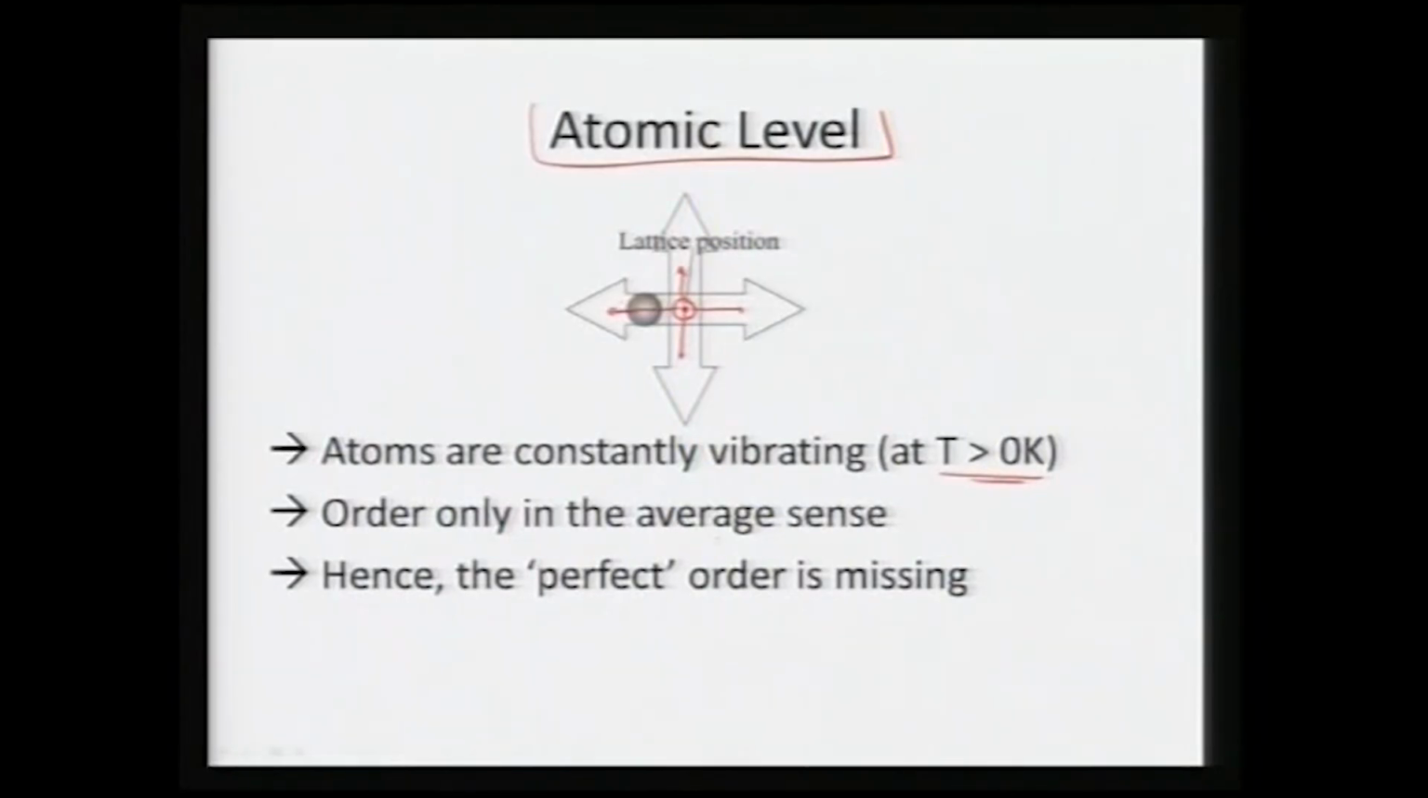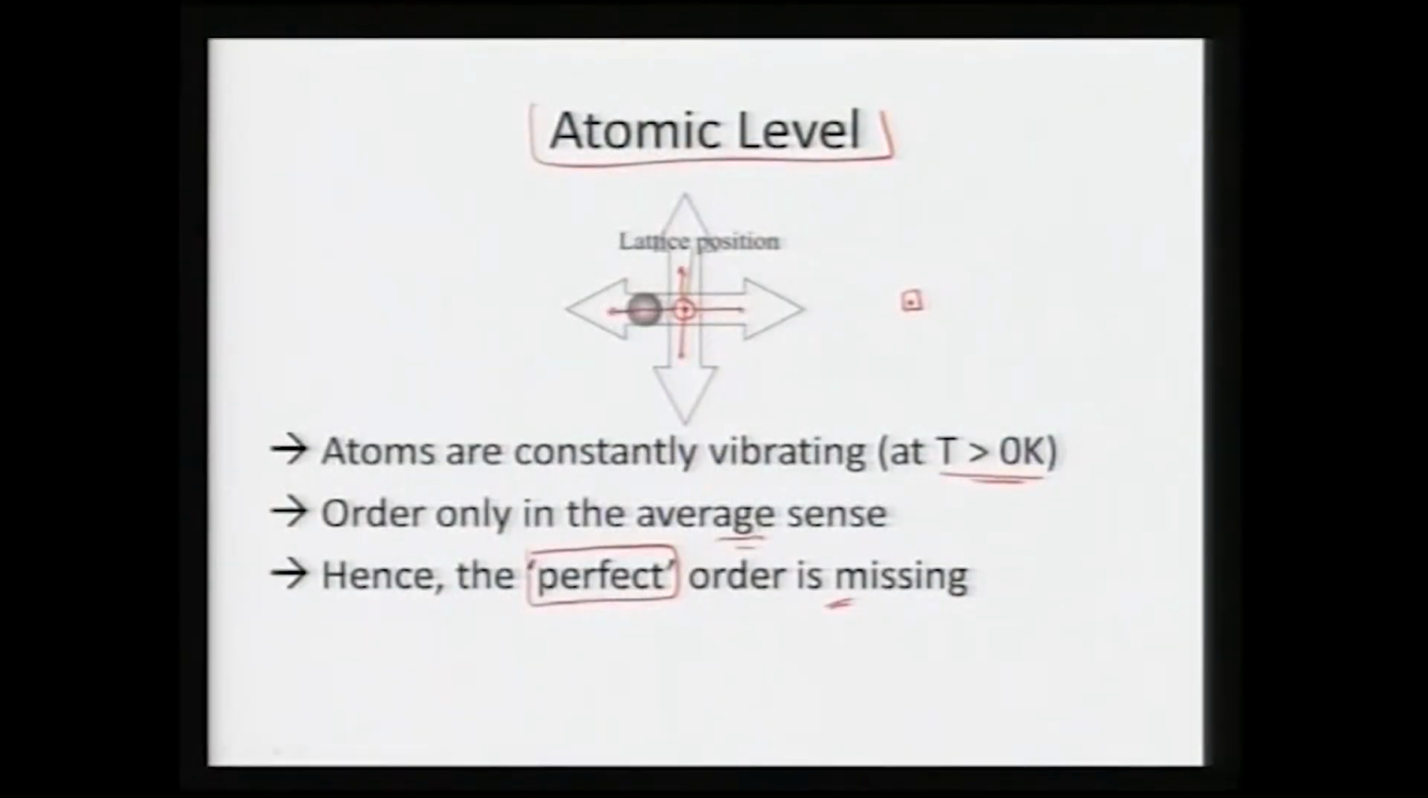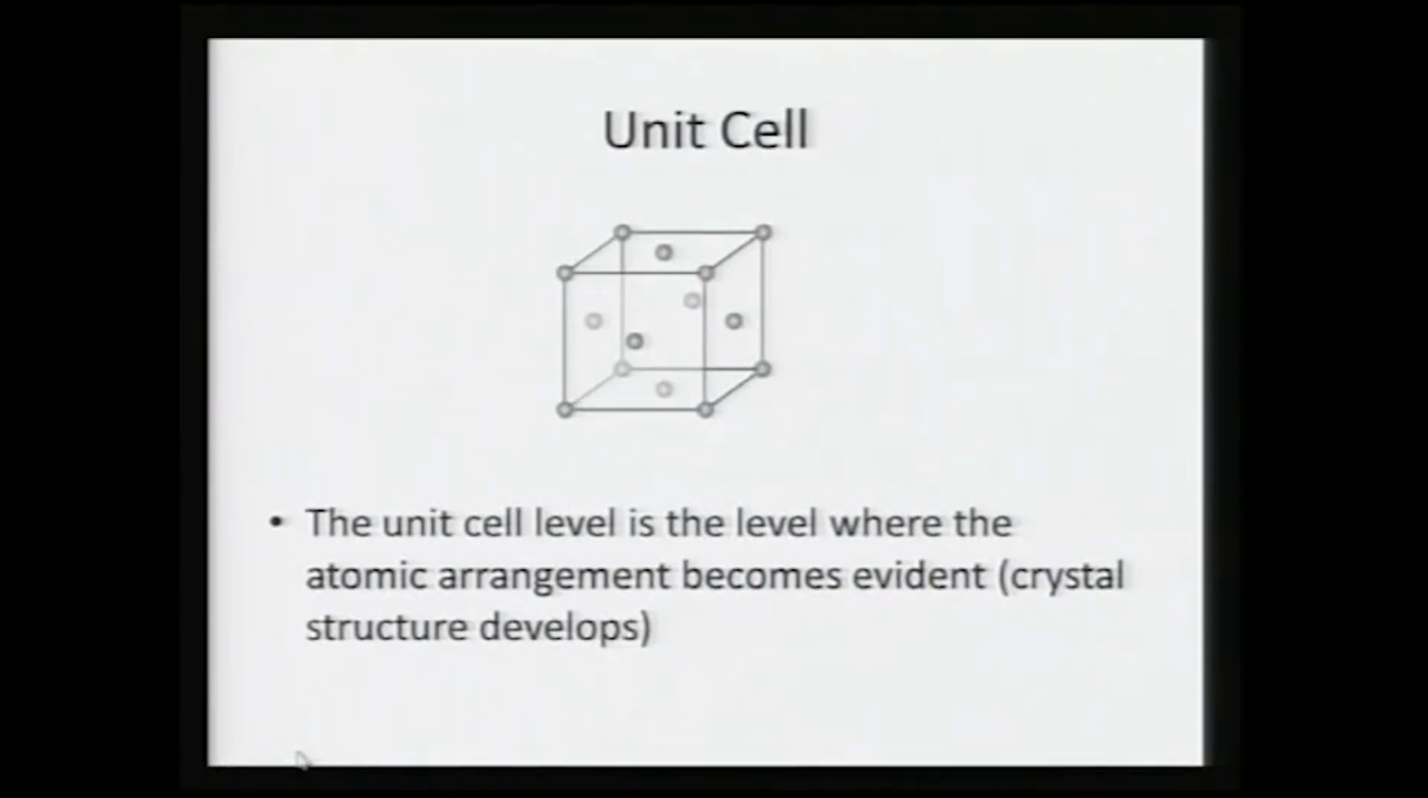So, we can see the order is only in the average sense. The perfect order, meaning the atom sitting exactly at one point and nowhere else, is totally missing at the atomic level. Atoms are constantly moving at temperatures above 0 Kelvin because of thermal vibrations, and we get an average sense of order. So, there is no perfect order available at the atomic level. That tells us there has to be some anisotropy associated with this, because there is no order as such. Now, coming to a unit cell.